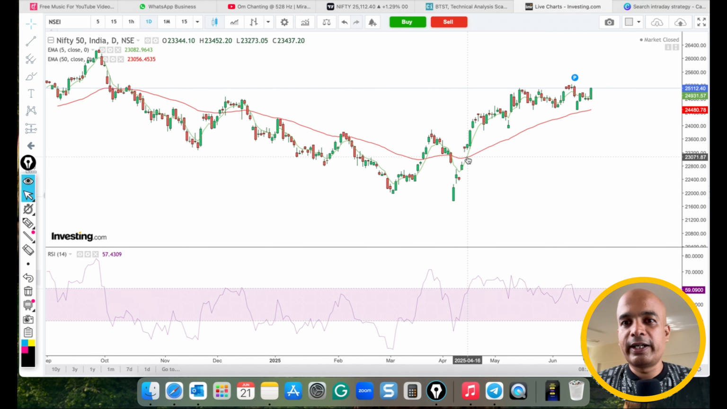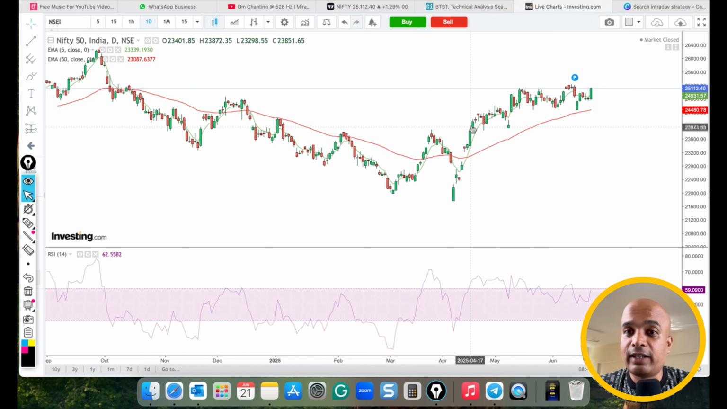Okay, on this particular day, the 5 EMA went above the 50 EMA. You can see the EMA levels here, and the RSI levels here. So in this case, 5 EMA is above 50 EMA. 5 EMA is 23,082. 50 EMA is 23,056. So the EMA rule is satisfied, but RSI is 57, so the RSI rule is not satisfied. As I said earlier, one day before, one day after, that's fine. So if you look here, the next day the RSI went above 60, right? So this qualifies the entry.